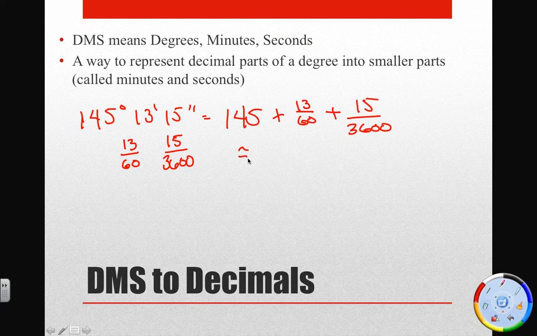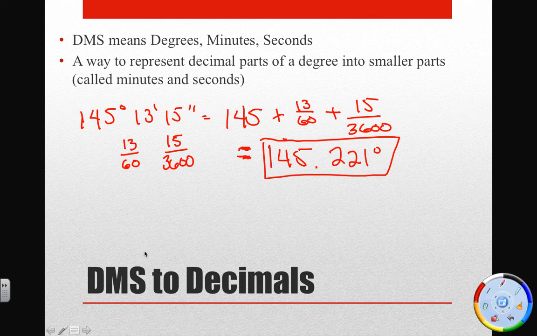Well, that's pretty easily done on our calculator here. We just type that in. 145 plus 13 divided by 60 plus 15 divided by 3,600. I get a very simple, well, not a very simple, it's kind of ugly, but 145, which is obvious because it's got to be 145 point something. 145.22, let's round to the thousandths here. 145.221 degrees. So that would be going from DMS to decimals. So notice this out of 60 and this out of 3,600 are very important for us.